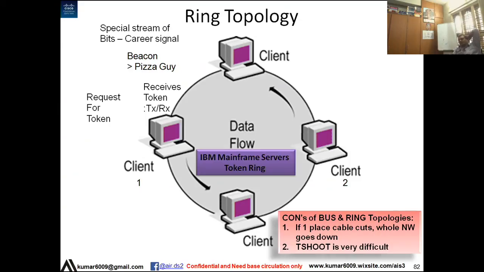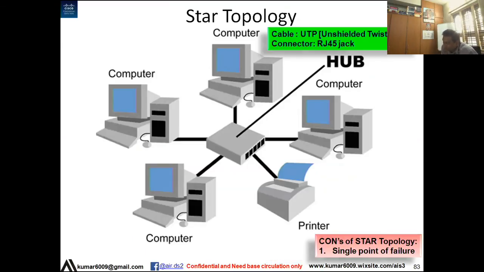So, what is the solution for this? One problem is, if cable gets cut in one place, the whole network will go down. Second problem is, even when it is cut, troubleshooting is very difficult. Where it got cut, we don't know. Correct now? Understood?